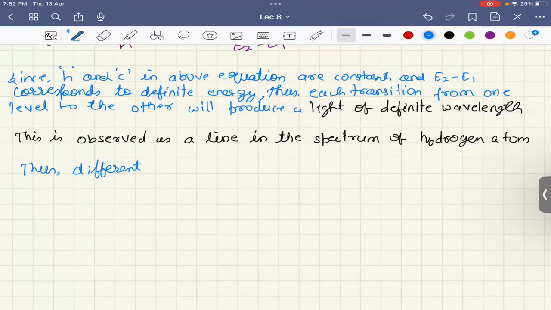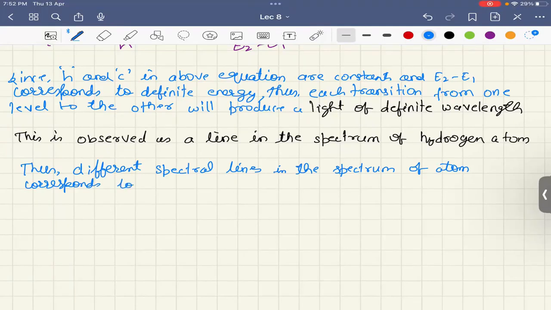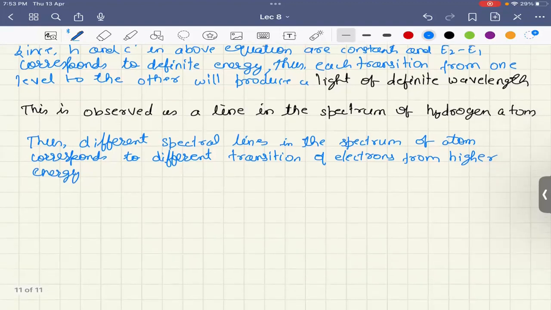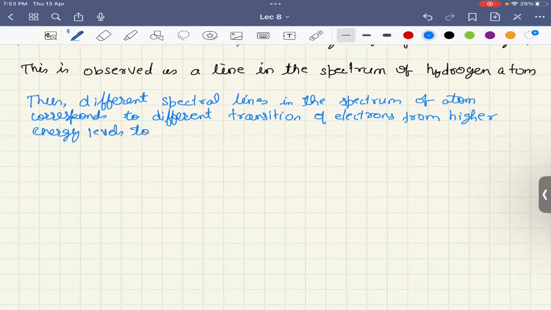Thus, different spectral lines in the spectrum of an atom correspond to different transitions of electrons from higher energy levels to lower energy levels.